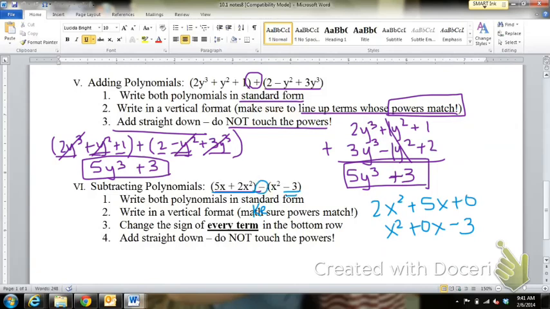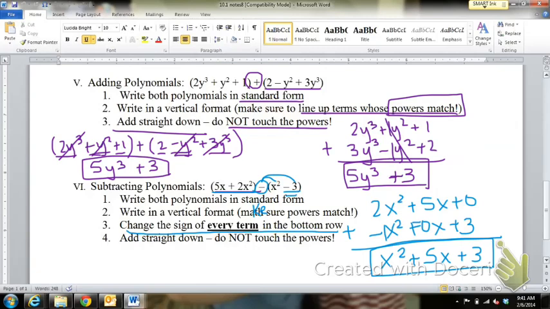This time I'm subtracting, and I'm subtracting everybody that came after the minus sign. So you want to distribute this negative to everybody in the second parenthesis. So this will become a minus x squared, minus 0x, and a plus 3. So we're going to change the sign of everybody in the bottom row because you're distributing that negative. And now I can just add: 2x squared and negative 1x squared gives me a positive 1x squared. 5 minus 0 is 5, and 0 plus 3 is 3.